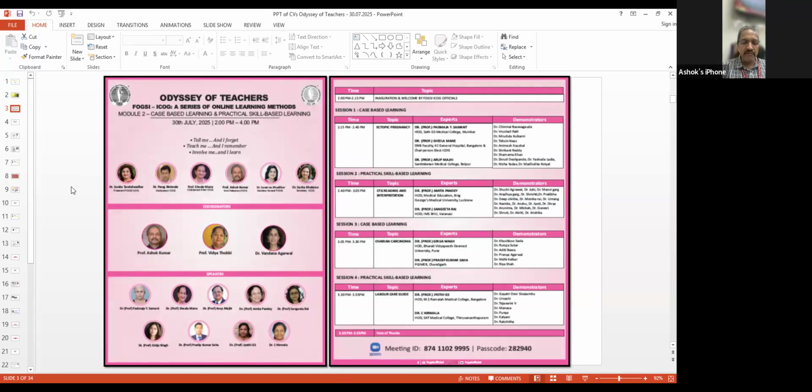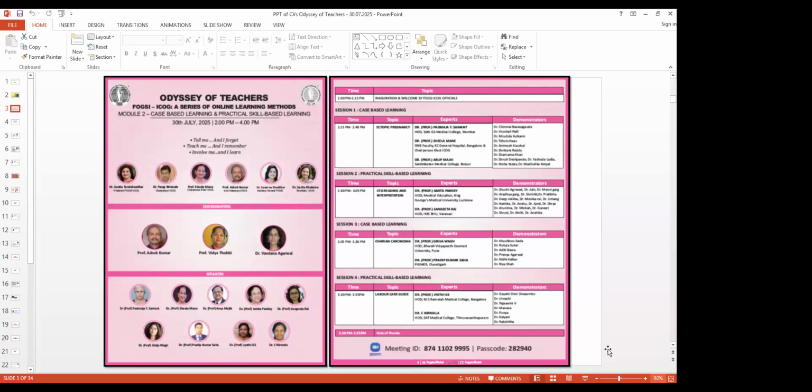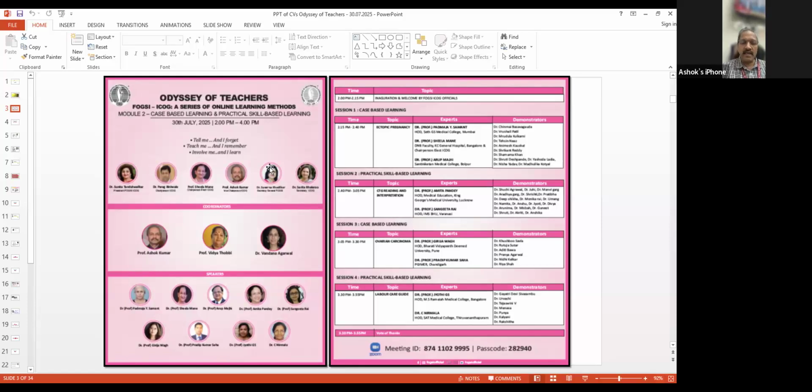This is to sensitize faculty with the newer teaching learning methods under the concept of competency based postgraduate training program of NMC. We have conducted the first module on small group discussion teaching methodology in May 2025. And today we are here to depict two newer teaching methods, that is case-based learning and practical skill-based learning. So today we will be demonstrating these two methods of learning.